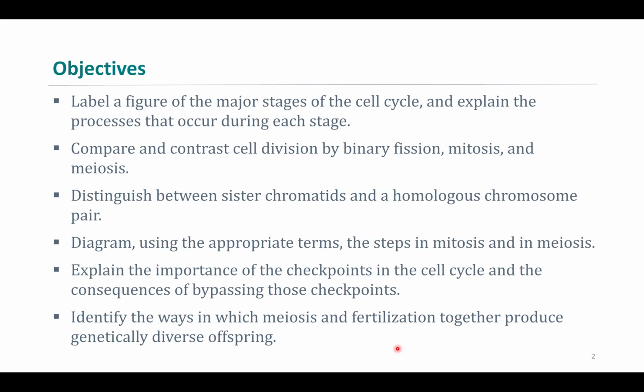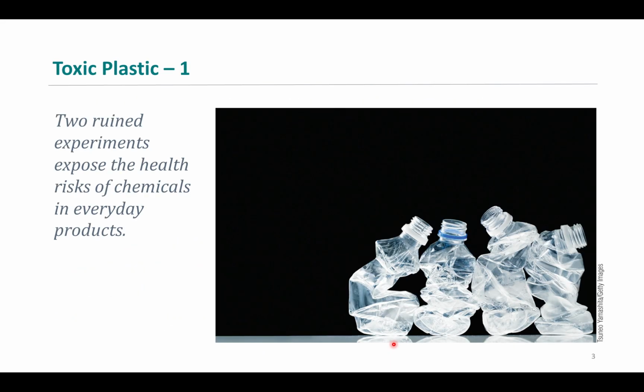And finally, we're going to discuss how different offspring form in meiosis. What are the events that happen during meiosis that determine the diversity in offspring? As usual, this chapter also has a background story, and this background story comes from a ruined experiment.